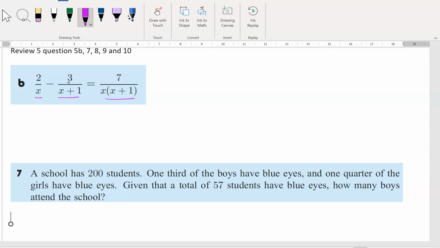Would we agree, if we focus on this part, we times the denominators together, so that becomes x times x plus 1. And then we have to cross multiply, because to make x become x times x plus 1, we times by x plus 1, so that becomes on the top line 2 times x plus 1. And then we've got the minus, and we have to times this by x. Sorry for all the added bits and pieces. So that's minus 3x. And then this equals, on the other side, 7 over x plus 1.